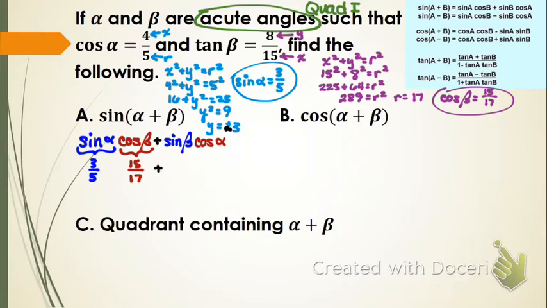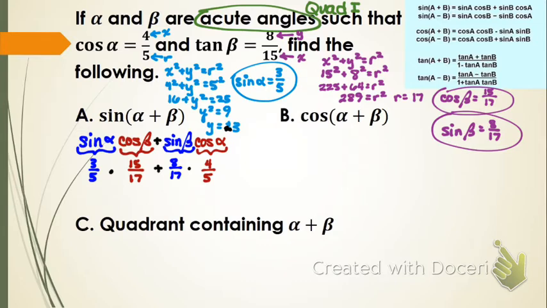Plus, do I know the sine of beta? What is my sine value for beta? 8/17. And do I know cosine for alpha? 4/5. That was one of the ones that they just gave me.